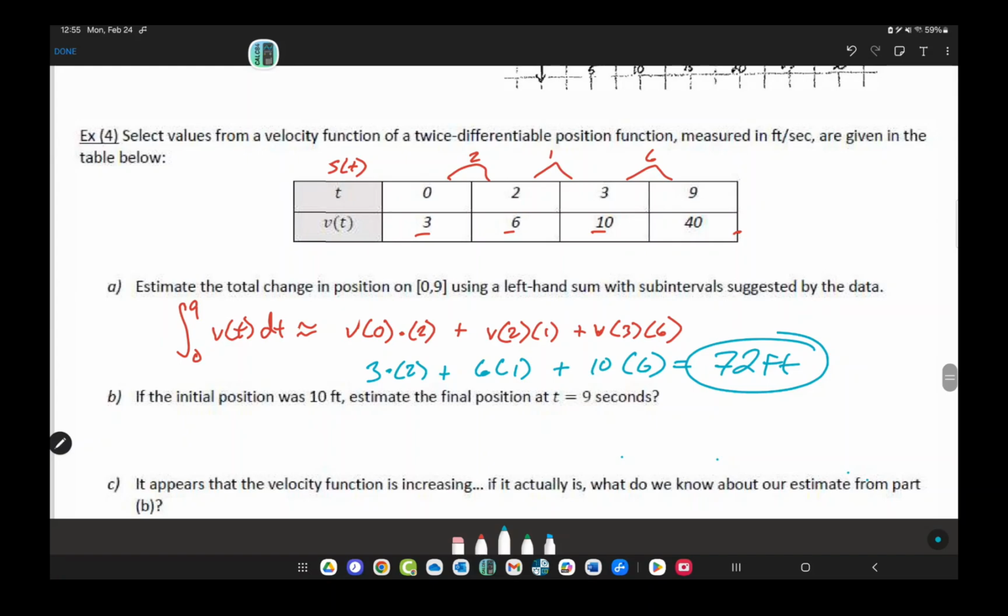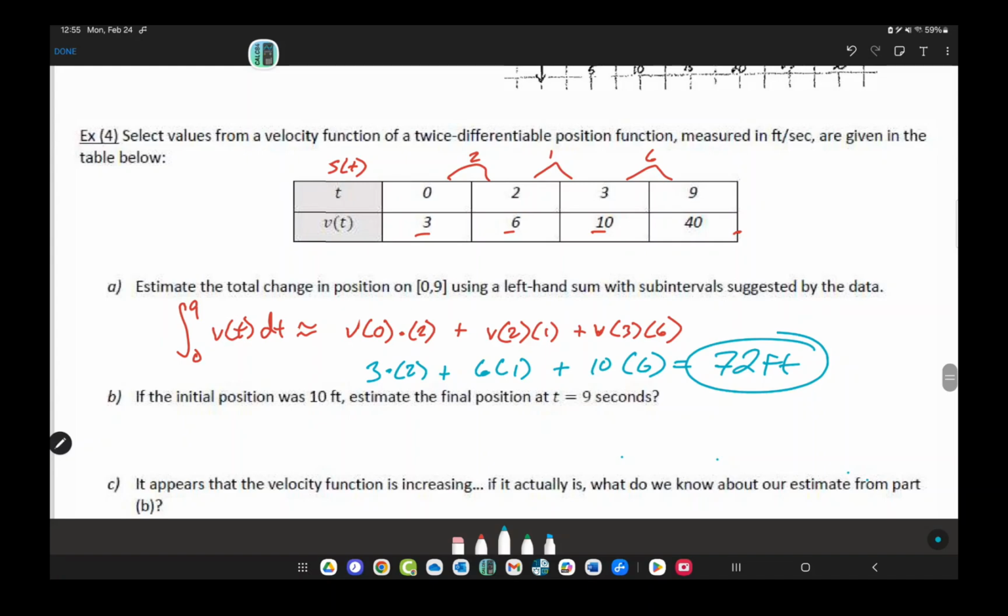Again, this is an estimate because we're assuming there was no alternating change between them. We assume there's a constant rate of change between 0 and 2. So from 0 to 2, we were going at a velocity of 3 feet per second. So overall, for 2 seconds, we had 3 feet per second. That gives us 6 feet.